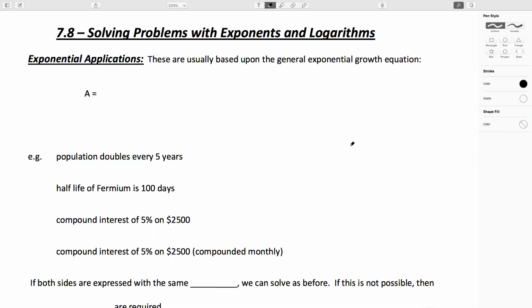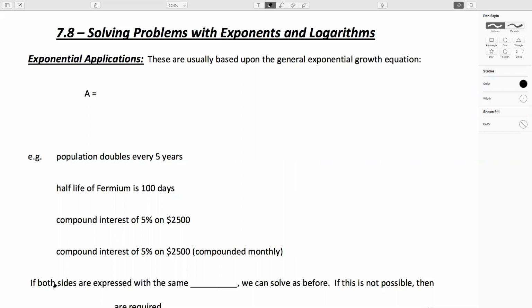So today we're going to talk about solving problems using exponents and logs again, but the emphasis this time is going to be on problem solving, not so much on rearranging the equations. That'll just be part of solving the problems.